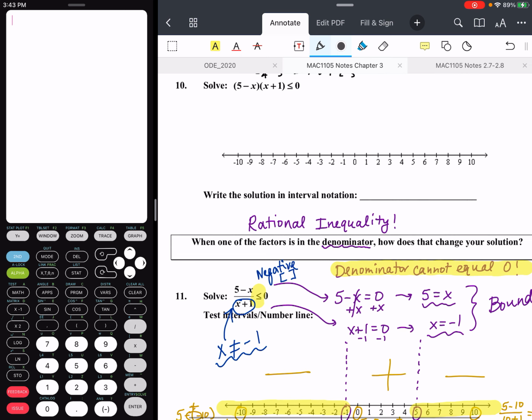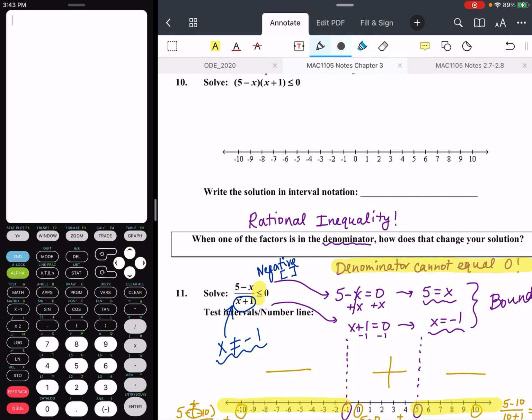Okay, let's take a look at number 10. So for number 10, again, it's already factored, which is really nice. I have 5 minus x times x plus 1 is less than or equal to 0. So setting each of these factors equal to 0, if I set 5 minus x equal to 0, that gives me x equals 5, because again, I could add x to both sides, get x equals 5. So that's my first boundary value. And setting x plus 1 equal to 0 gives me x equals -1. So that's my other boundary value.